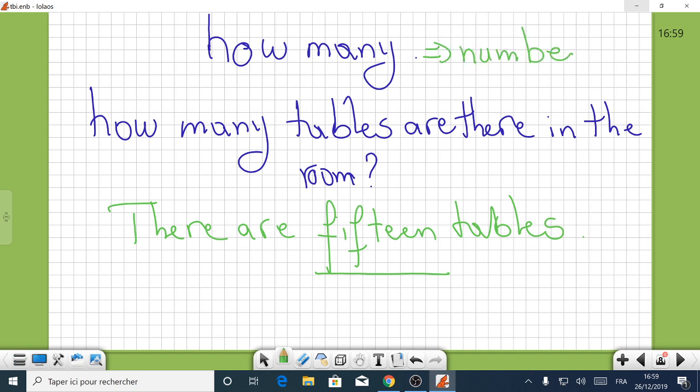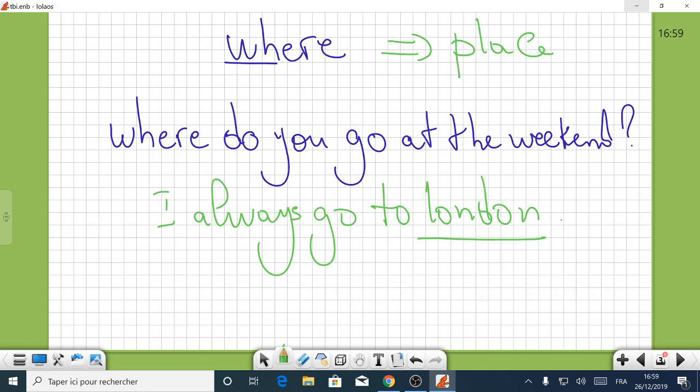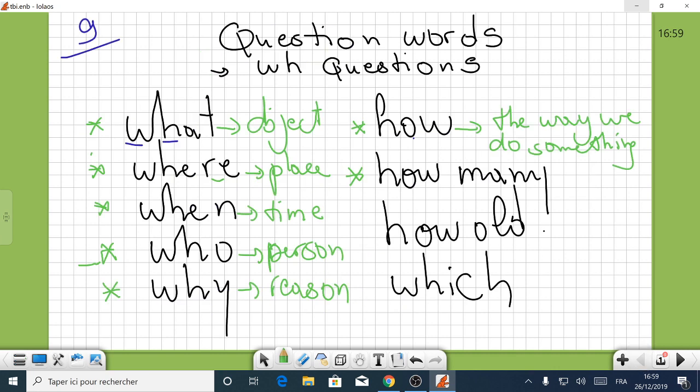So we use how many to ask, of course, about a number. So the question is, how many tables are there in the room? The answer is there are 15 tables. So we use how many to ask about numbers. Okay. So how many is for what? Is for number.